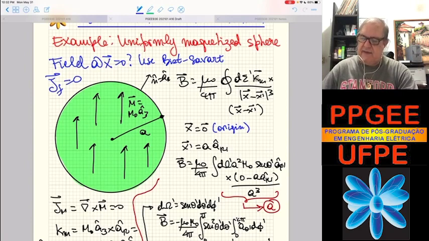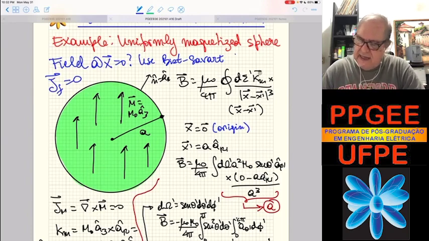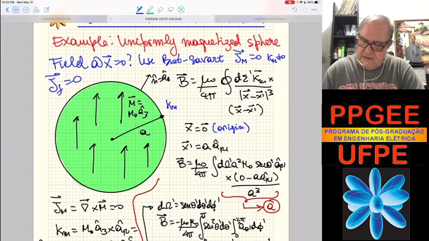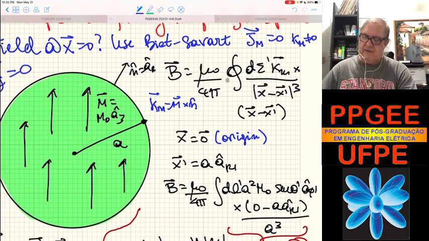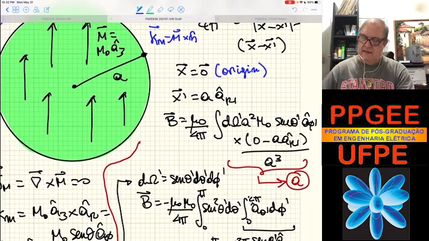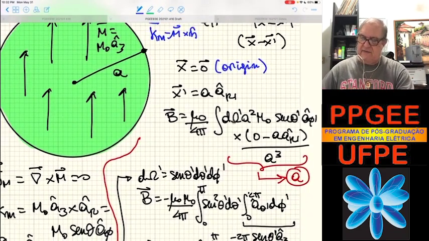So the B field by Biot-Savart, in this case, constant magnetization means that Jm equals 0, and Km is different than 0. Km equals M cross n, right? So the field can be calculated using Biot-Savart's law, Km cross (x minus x prime) divided by |x minus x prime| cubed. You can make x equals 0, x prime is a point on the sphere, which is a a_r prime. Then, if you plug that in, the area element is a squared d omega.